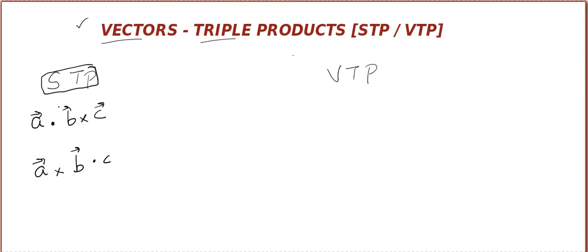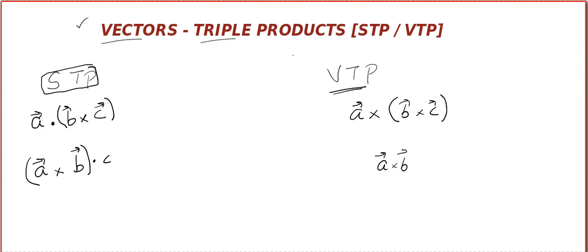And remember, if you want to put a bracket, you should put the bracket for the cross product. Now, vector triple product means the vector A cross B cross C, and the bracket is compulsory. The bracket should be for B and C. In other words, if you write A cross B in brackets and then cross C, this will not be treated as a vector triple product. Vector triple product means it should be A cross, in brackets, B cross C.